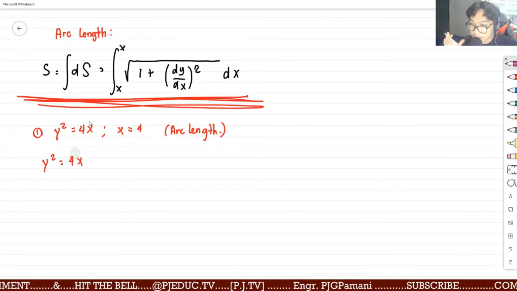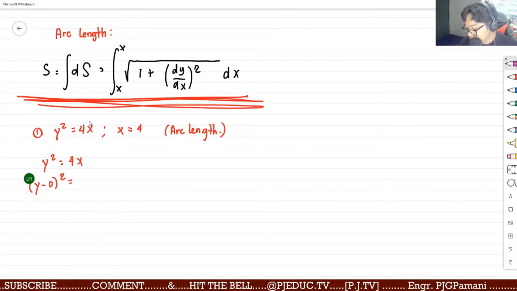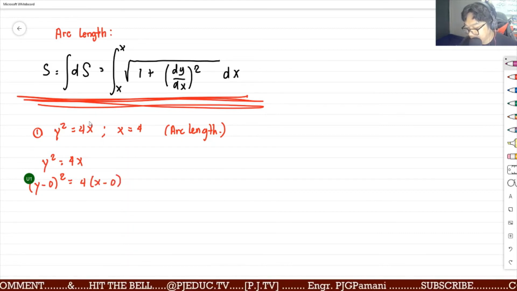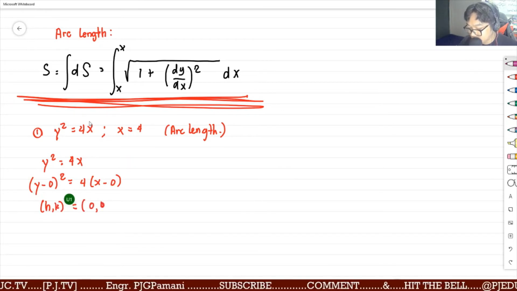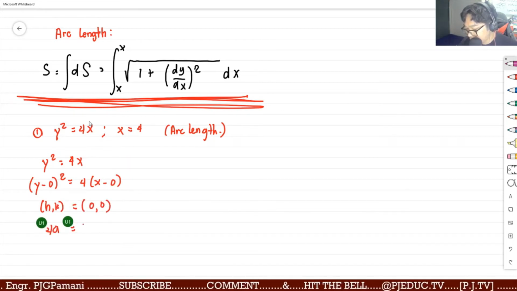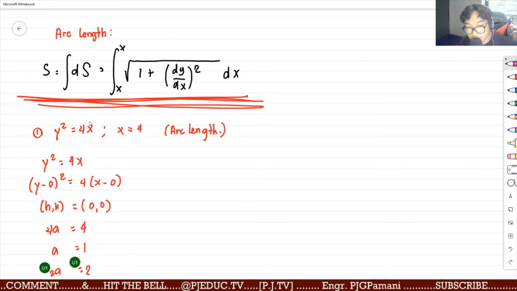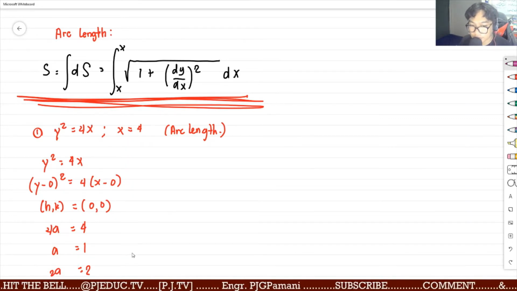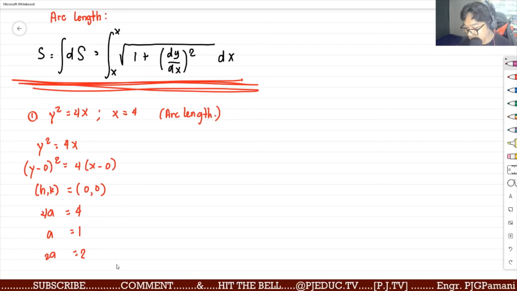Kasi sabi niya, arc length from the vertex to x equal to 4. Completing the square, that is y minus 0 squared equal to 4x minus 0. So simply our vertex is located at the origin, 0, 0. Then 4a is simply equal to 4. A is equal to 1. 2a is equal to 2. Distance from the directrix to the focus is equal to 1. The latus rectum is 4. The focal length is simply equal to 2.